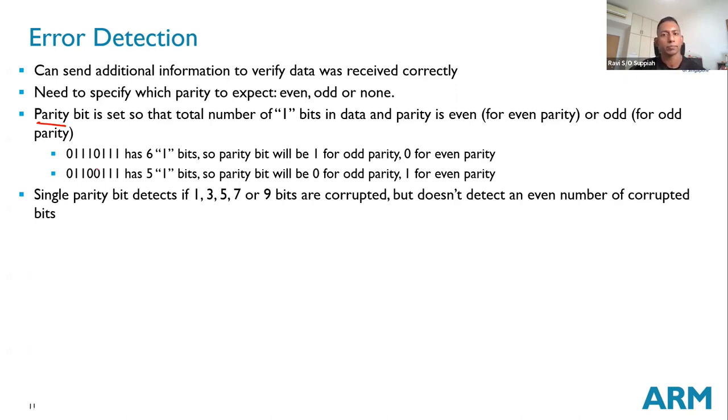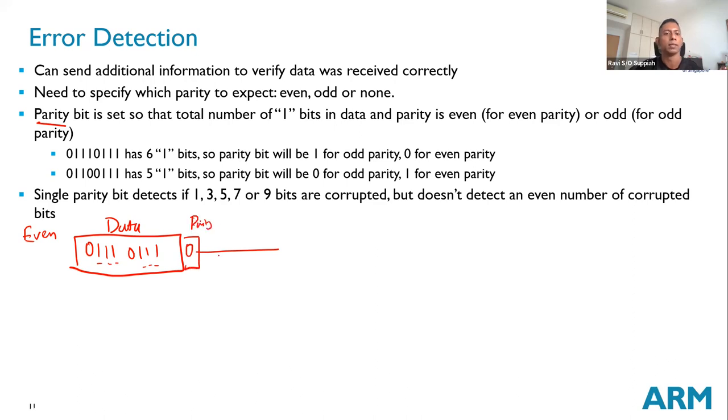For example, this data over here, 0111, 0111, is the data that I want to send. Before I send, let's assume that I select even parity. Even parity means I want an even number of ones for my whole data packet. If I count, I get 1, 2, 3, 4, 5, 6, so 6 ones, which is already an even number. So the additional parity bit would be 0. I will transmit these 9 bits across the channel.